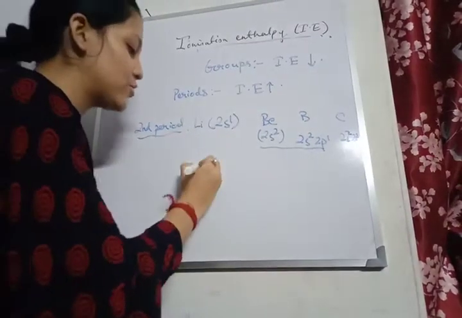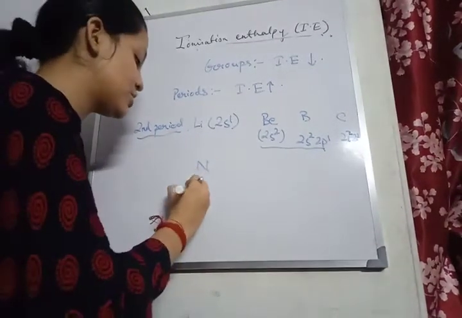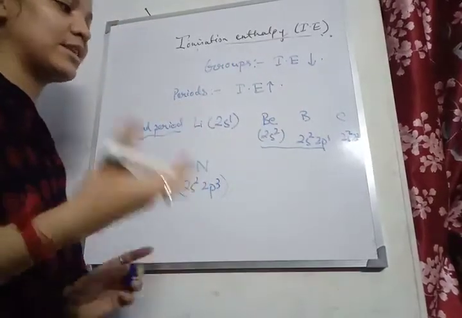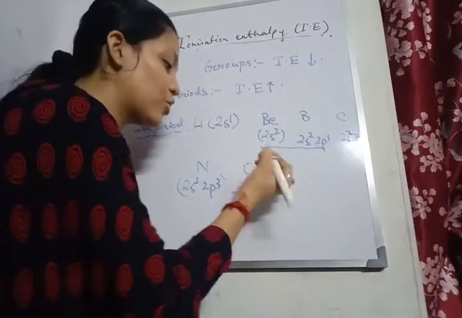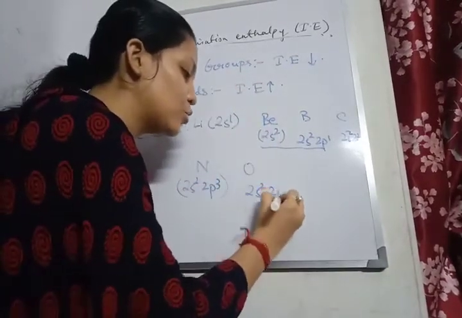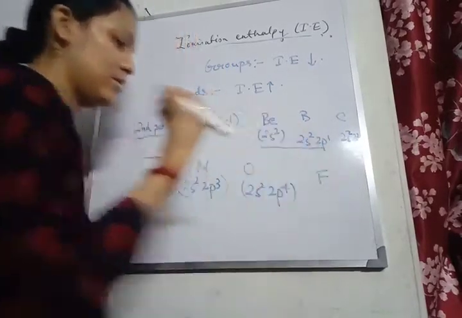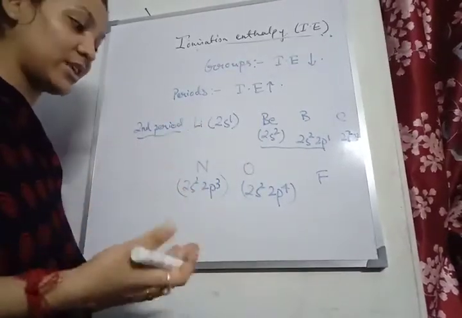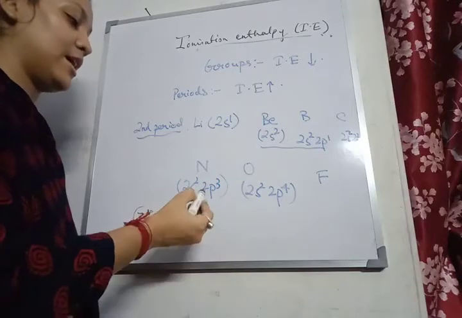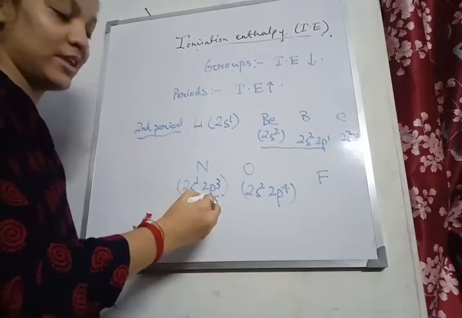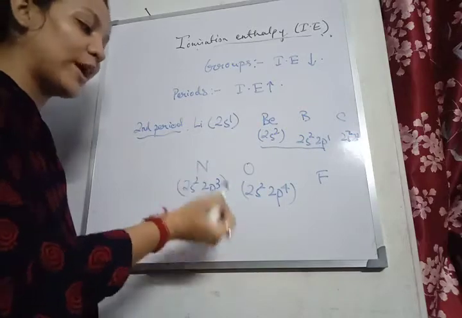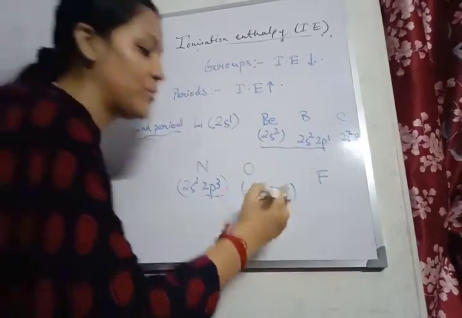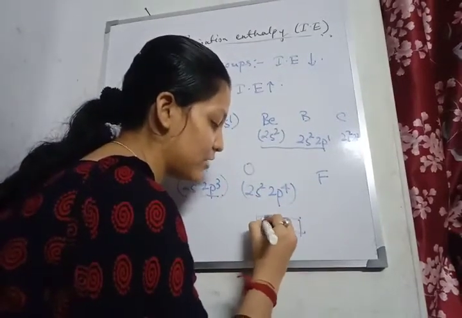Then from carbon to nitrogen, the configuration is 2s2 2p3. Here also it is increasing, again for the same reason, an increase in effective nuclear charge. But as we move to oxygen, the configuration is 2s2 2p4. From nitrogen to oxygen, again there is a deviation: the ionization energy decreases. Why does it decrease? If we compare these two, we can understand. Here it is 2p3, half-filled and highly stable. That's why the energy required to remove this electron will be much more. In the case of oxygen, we get a 2p4 arrangement.